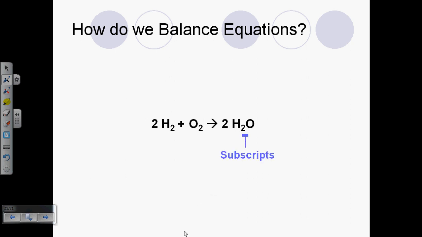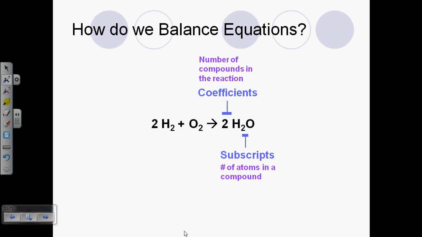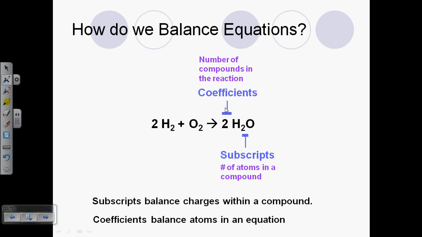The little numbers are subscripts, or how many atoms we have in that compound. Again, the big numbers are coefficients. The coefficient goes with the whole compound, so we have 2 of this whole water compound. Subscripts balance the charges, so these little numbers are what balance the charges. The coefficients are what help us equal out the number of atoms.